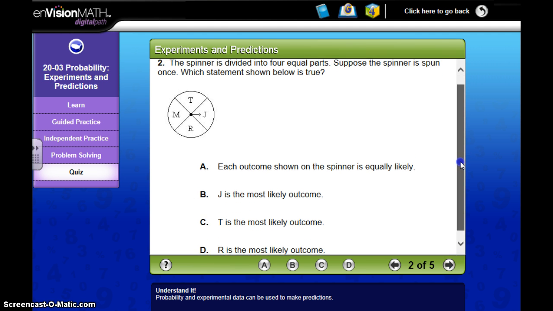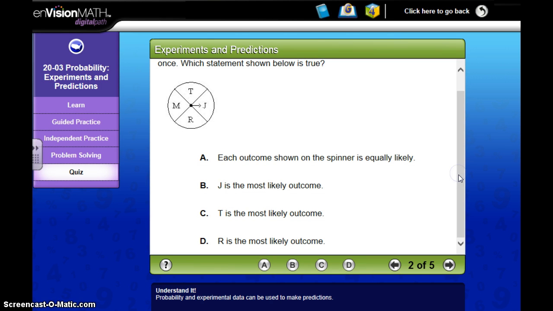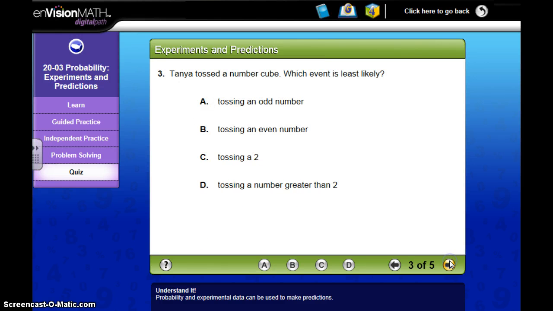Here's a spinner. It is divided into 4 equal parts. Let's pretend the spinner is spun one time. Which of these statements is true? A, each outcome on the spinner is equally likely. B, J's most likely, T's most likely, or R's most likely. Aiden. Why? Because they're all the same size. That's right, they're all the same size.